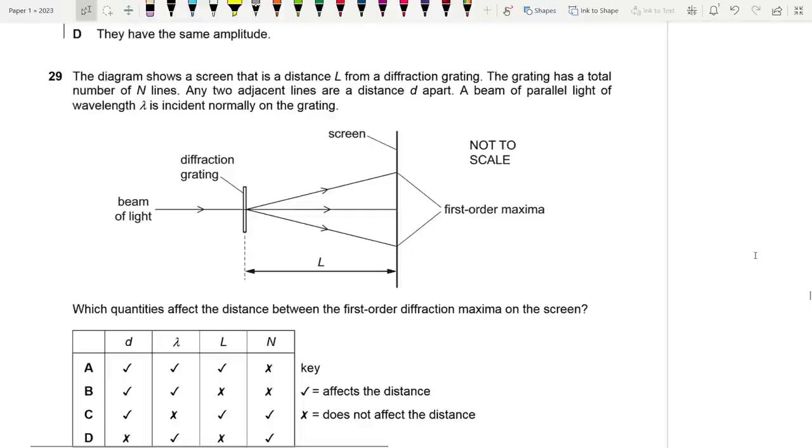The diagram shows a screen that is a distance L from a diffraction grating. The grating has a total number of n lines. Any two adjacent lines are distance d apart. A beam of parallel light of wavelength lambda is incident normally on the grating. Which quantities affect the distance between the first order maxima on the screen? This distance. So we know that d sine theta is equal to n lambda. So honestly speaking, this is theta over here.